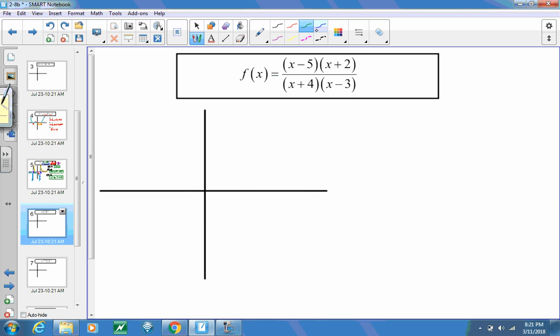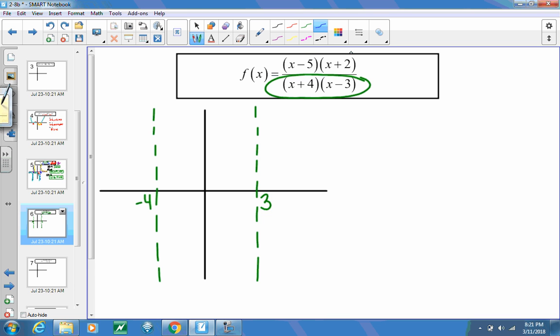Here, as I look at things, I'm going to go ahead and try and find all the information I possibly can. So I'm going to try and find my asymptotes first. So it looks like I have an asymptote at -4, and it looks like I have an asymptote at +3. And as far as our zeros go, we have a 0 at -2, and we have one at +5.